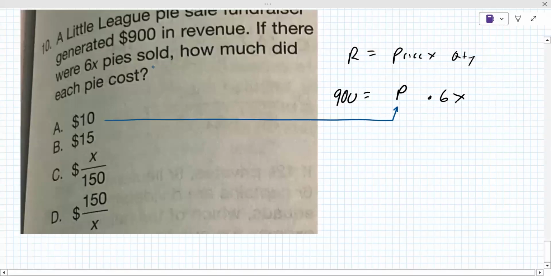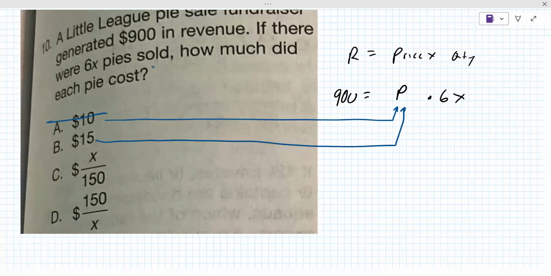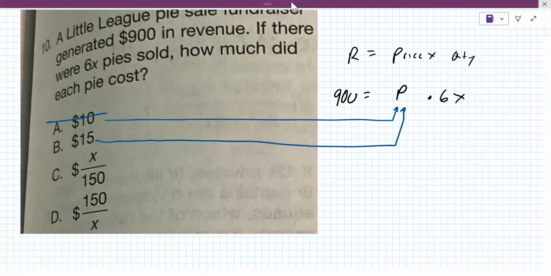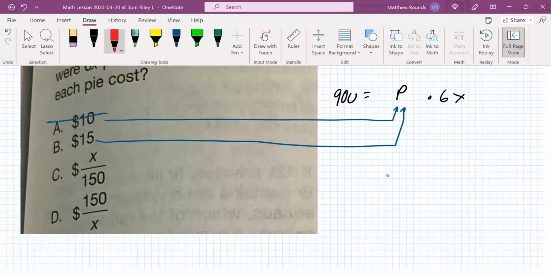No? Nope, that one's out. How about, is it gonna be C or D because they have X's in them? Yes? Now that's the question: which one is it? Which one causes it to go away? So you can just try them.